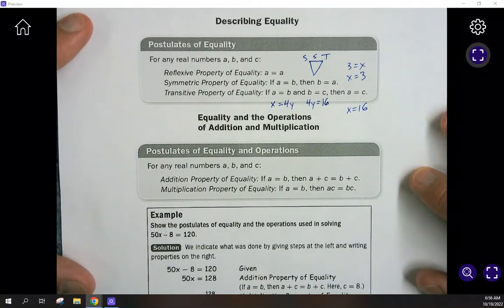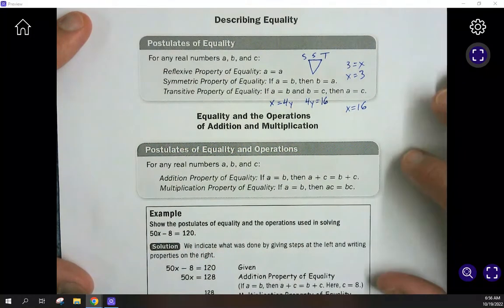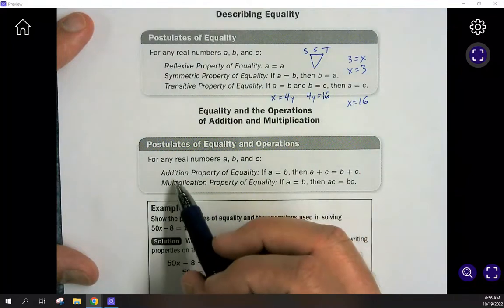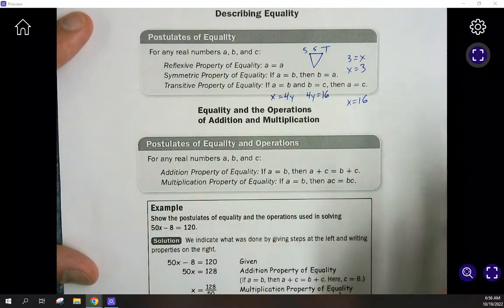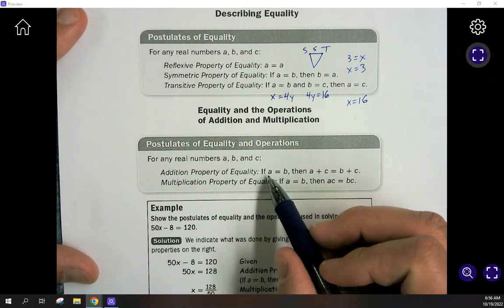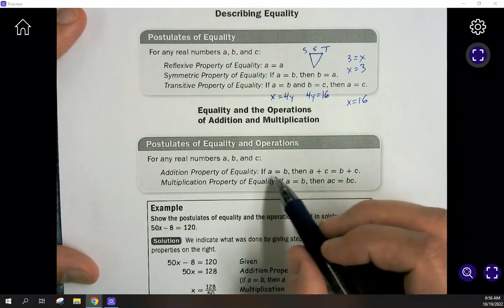All right, and then ones that we're going to use a ton of here in the coming chapters is your properties of equality and operations. So things now we're going to actually start using to solve stuff. So the addition property of equality is one that we use all the time when solving an equation. You may not be conscious of it, but you're using it. So if A equals B, then you're allowed to say that A plus C equals B plus C.